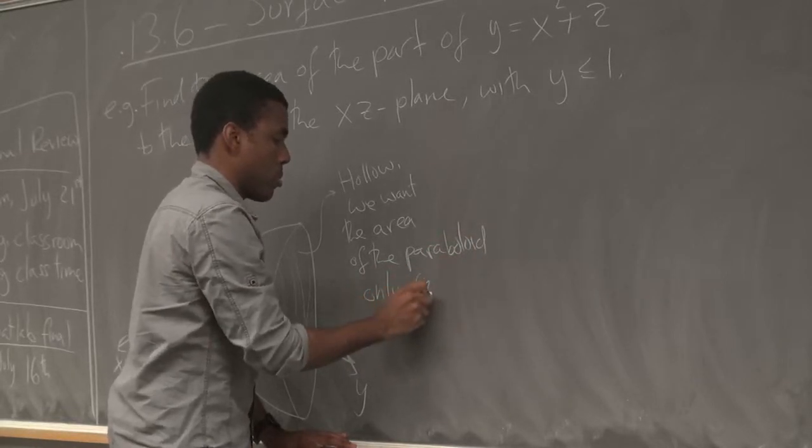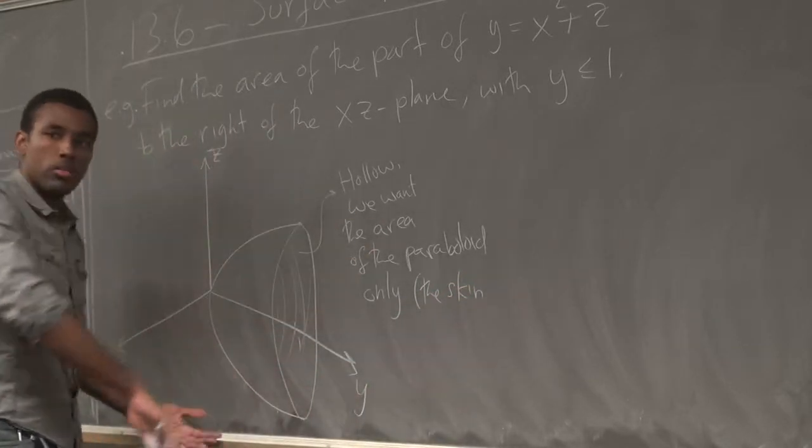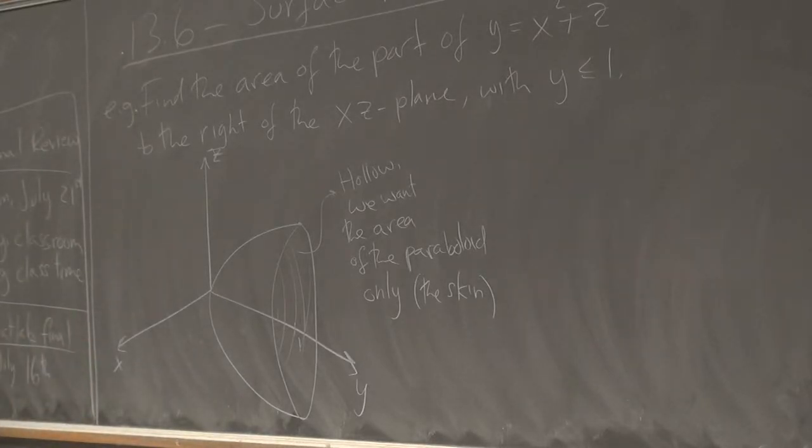So whenever we see surface area, we should always think the two-dimensional shell, the outer skin of the thing, because area is a 2D property. So we want the area of this whole thing.